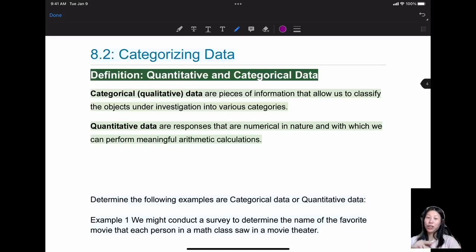In this video, we're going to talk about how to categorize data. So there's two types of data, quantitative and categorical data. So what is categorical data? Categorical data are pieces of information that allow us to classify the object under investigation into various categories.